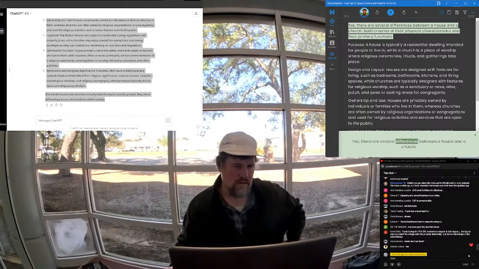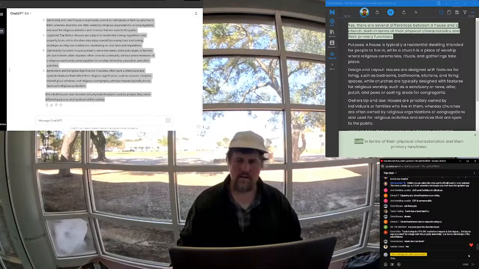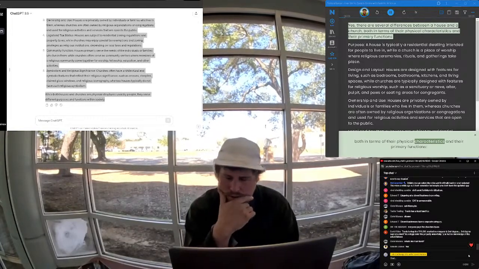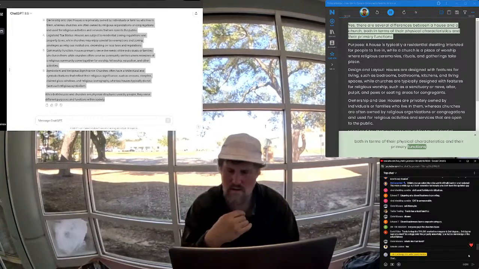Yes, there are several differences between a house and a church, both in terms of their physical characteristics and their primary functions.